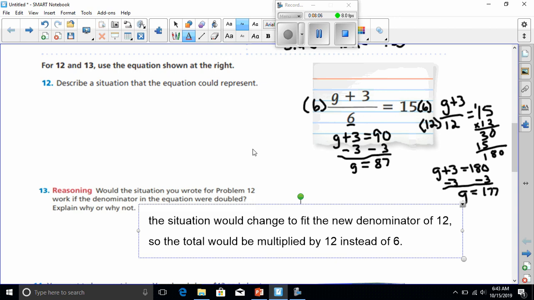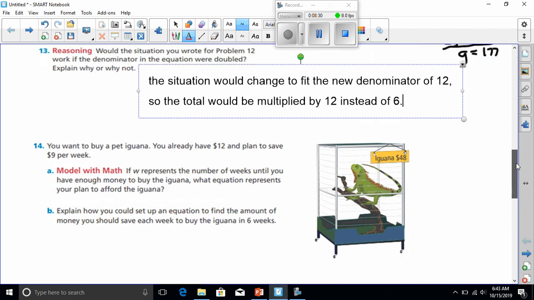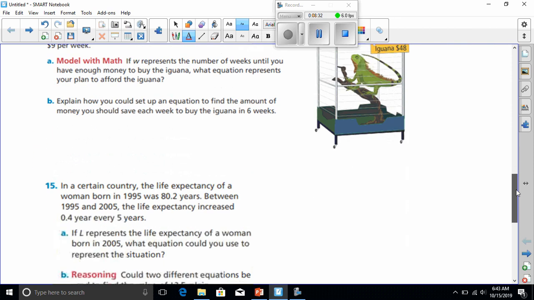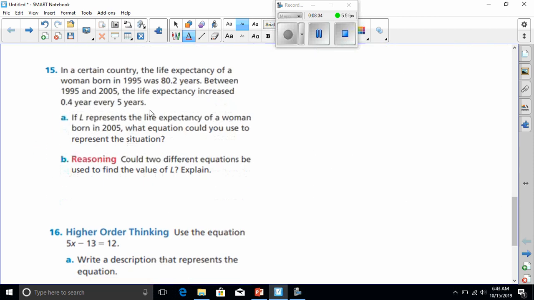I don't know what your situation would be if you were to write that there, but let's just say you were saying that you had 6 in an egg carton, a half dozen of eggs. Instead, now you'd be trying to make it fit for a dozen eggs instead of a half dozen eggs. Okay, so let's see. We're off to number 15 now, and we're getting close to the end.